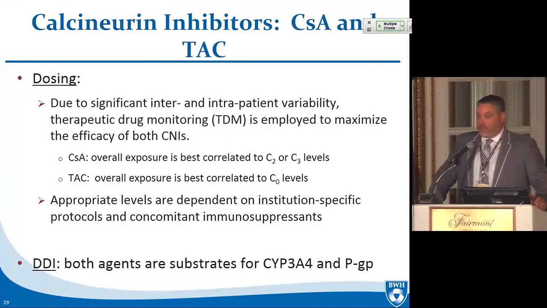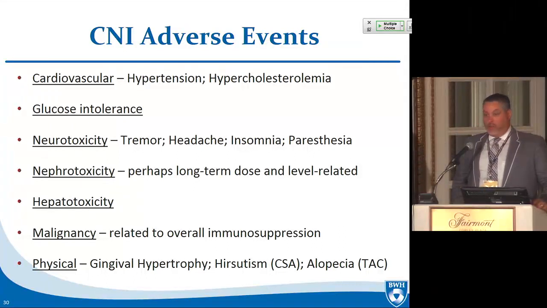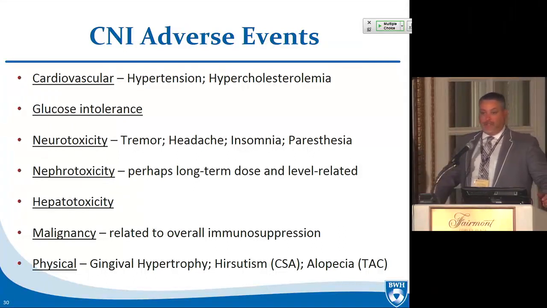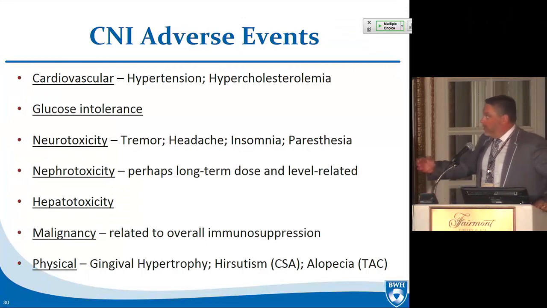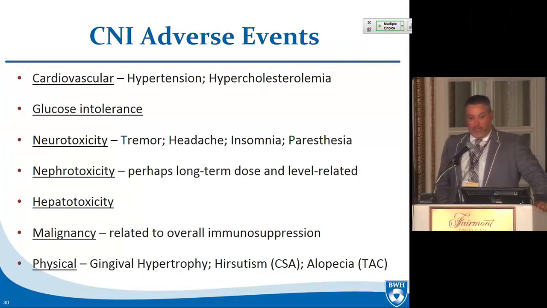Both of these substrates interact with everything. There's substrates for the cytochrome P450, 3A4 isozyme, as well as P-glycoprotein. It's one of the reasons why I'm employed. All of these have tons of other side effects besides the ones that we've already mentioned. As we talked about cardiovascular, glucose intolerance, neurotoxicity is a big one with TAC. They're horribly nephrotoxic because of their vasoconstriction on the afferent arterioles. Most of the data shows that both cyclosporin and tacrolimus are equally nephrotoxic.